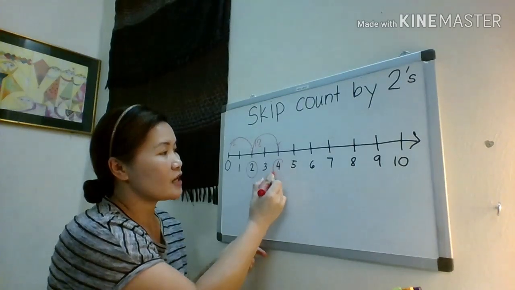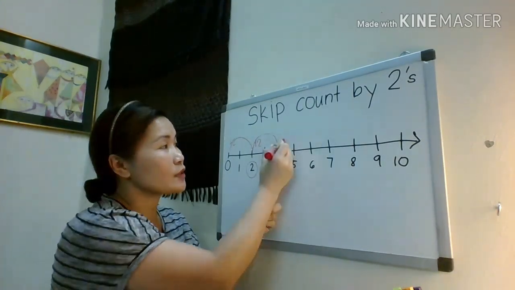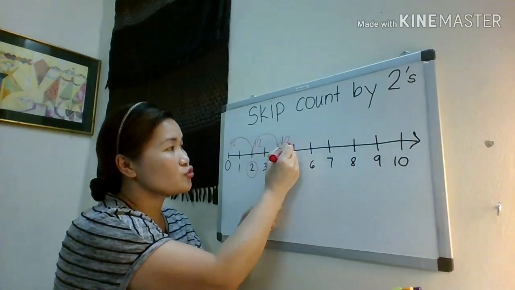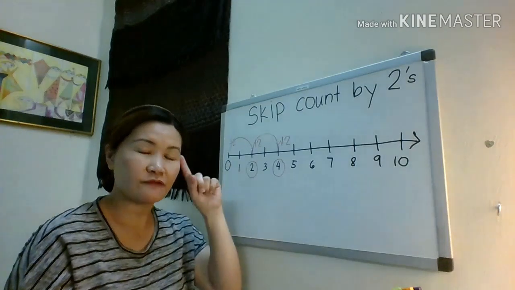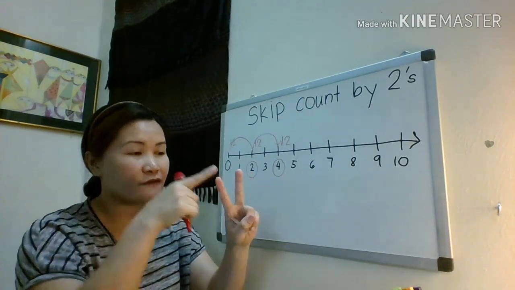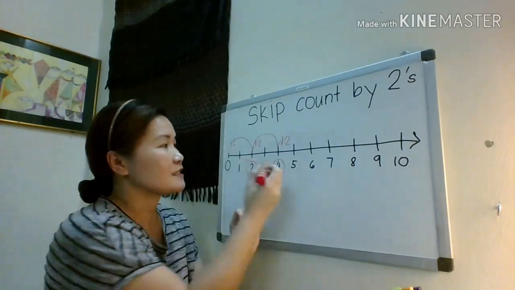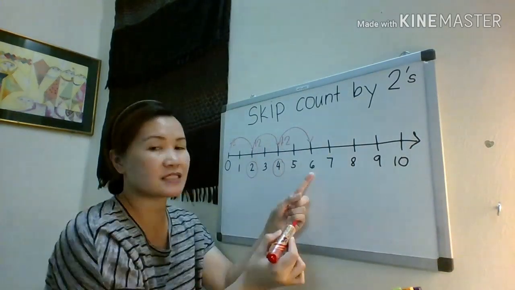Alright, now that we are on 4, we're going to add again the same number, plus 2. So 4 plus 2 is how many? So you have 4 in your head and 2 on your fingers. So that's 4, 5, 6. So we're going to pass over and go to 6.